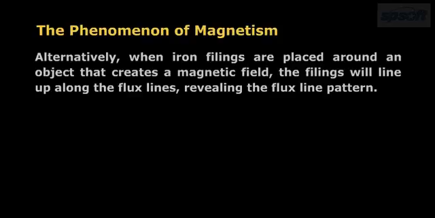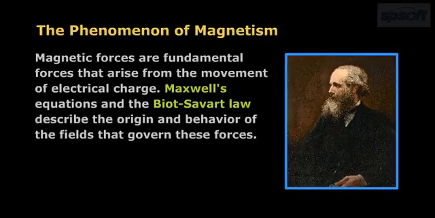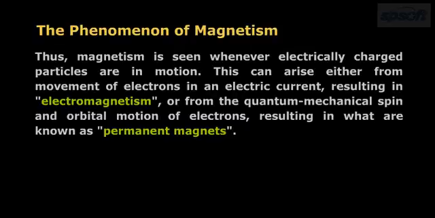Magnetic forces are fundamental forces that arise from the movement of electrical charge. Maxwell's equations and the Biot-Savart law describe the origin and behavior of the fields that govern these forces. Thus, magnetism is seen whenever electrically charged particles are in motion. This can arise either from movement of electrons in an electric current, resulting in electromagnetism, or from the quantum mechanical spin and orbital motion of electrons, resulting in what are known as permanent magnets.